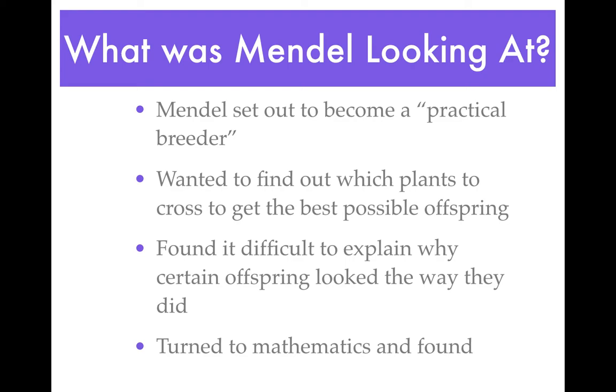He had set out to become a practical breeder. He wanted to figure out which plants he should cross to get the best possible offspring. People have been trying that forever. People had good ideas. Everyone believed that if you cross two things, you get something in the middle. If you cross a tall animal with a short animal, you should get a medium-sized animal. Mendel found out when he was doing his experiments that it was very difficult to explain what he saw based on that blending hypothesis. So he turned to mathematics and figured out that it was not really a blending.